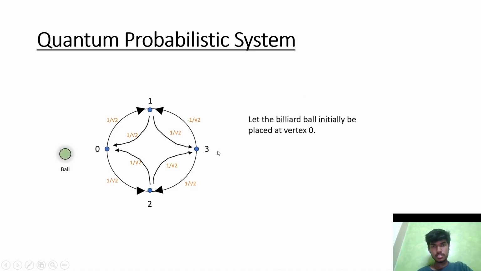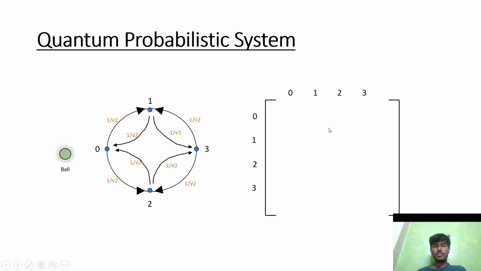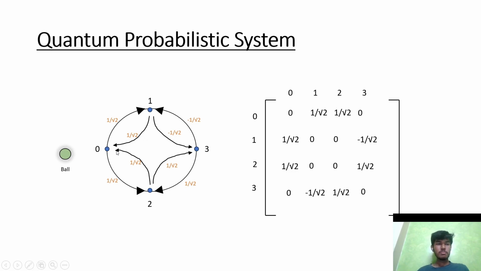Now moving forward, again let the billiard ball initially be placed at vertex 0. Now we'll find the adjacency matrix again. We've already learned how to find the adjacency matrix. So it was initially placed at 0. So from 0 to 0, the probability will always be 0. From 0 to 1, it is 1 by root 2. From 0 to 2, it is also 1 by root 2. From 0 to 3, there's no direct link between them. Thus, it is 0.